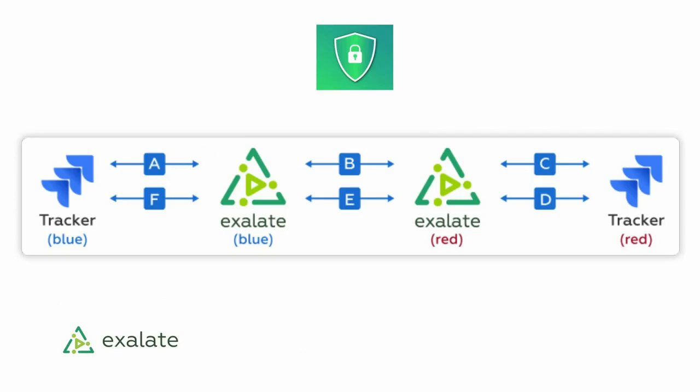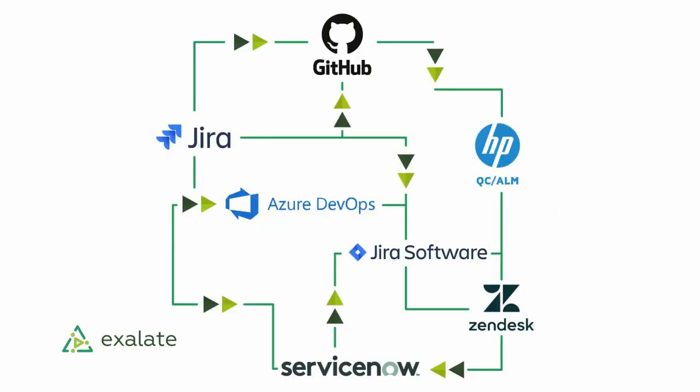We have a distributed architecture for the scripting version, which makes it very secure compared to other products. And now we have the visual mode, which is a little different architecture, but same capabilities and even easier to use. Currently, we support all these trackers: Jira, GitHub, HP, Azure DevOps, not only Jira Software, but Jira Service Desk and Service Management, Zendesk, and ServiceNow.